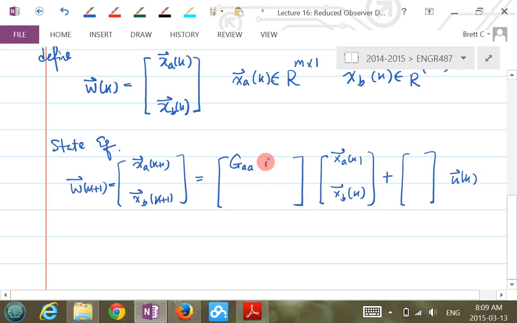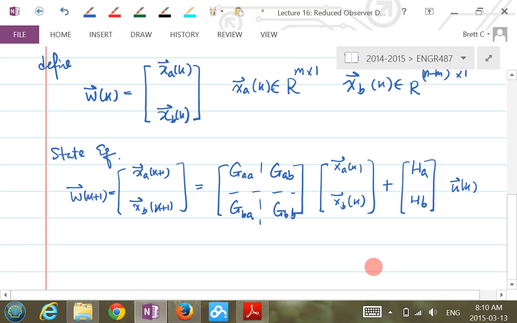I'm going to call this portion G_AB. Basically, we look at the block of matrix that is here. So this part is associated with this A_A here, and this is H_A and this is H_B. So the state equation will become a new one like this. I'll show you how you derive this part here.